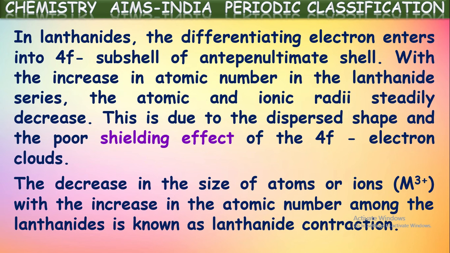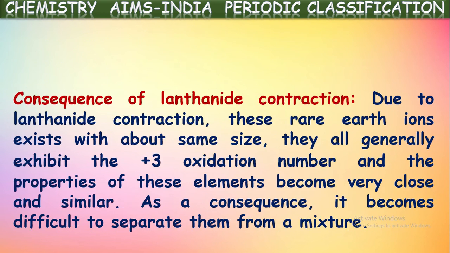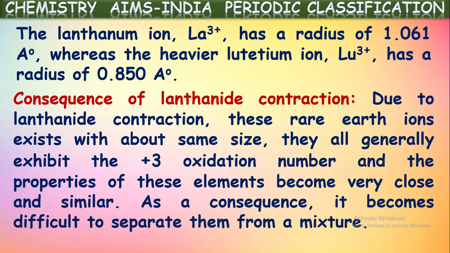The electrons in that 4f subshell are being attracted more by the nucleus, and hence they come close to the nucleus. Thereby size decreases. This gradual decrease in the size of these lanthanoids is called lanthanoid contraction. Right? What are the consequences of this lanthanoid contraction? Okay, before that, let us see one example.